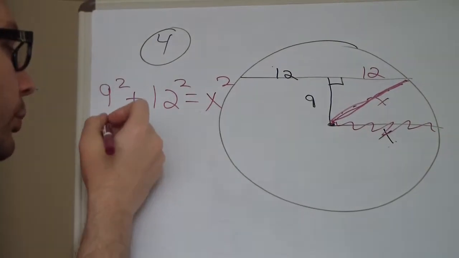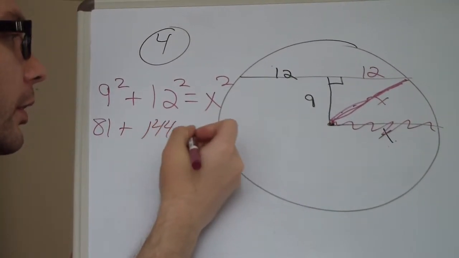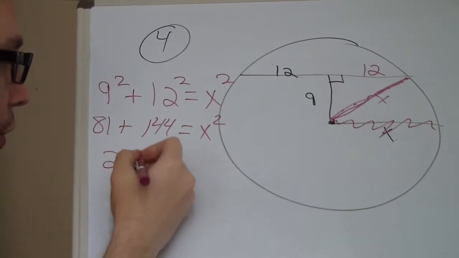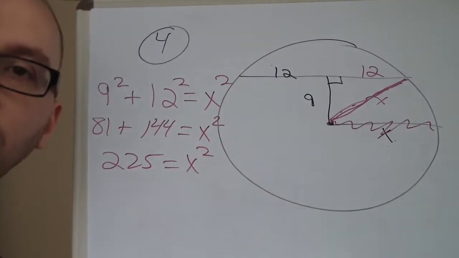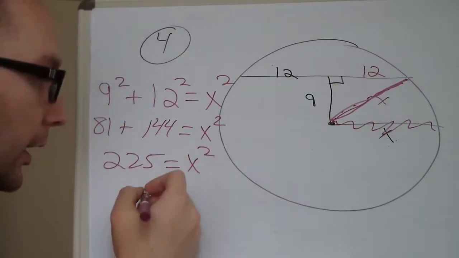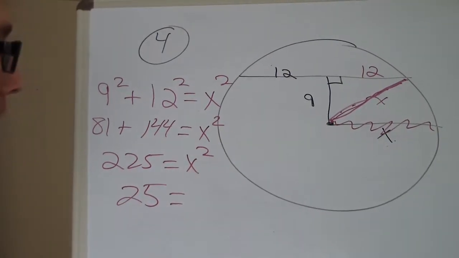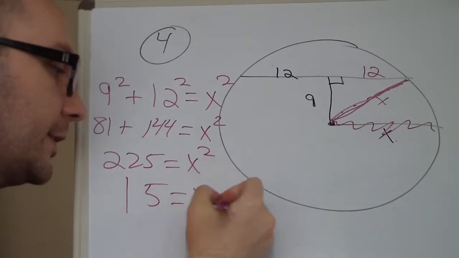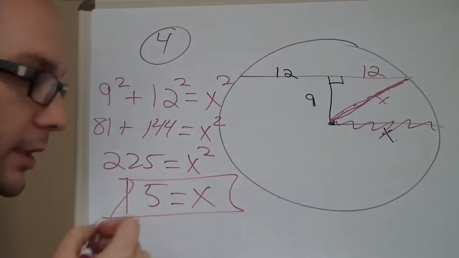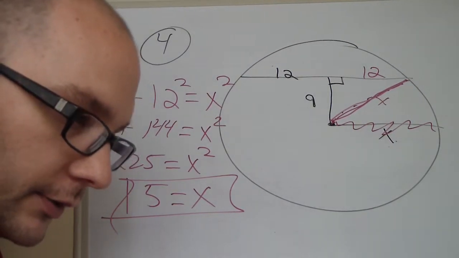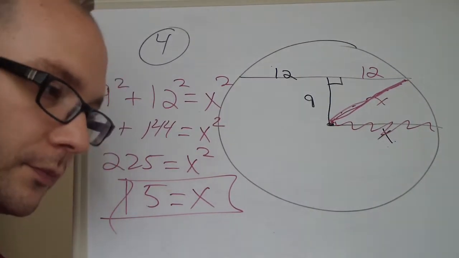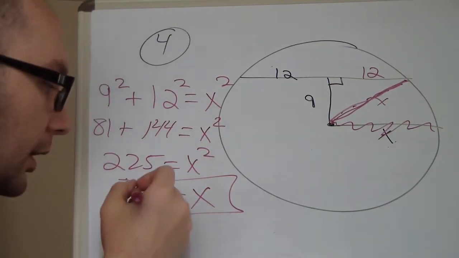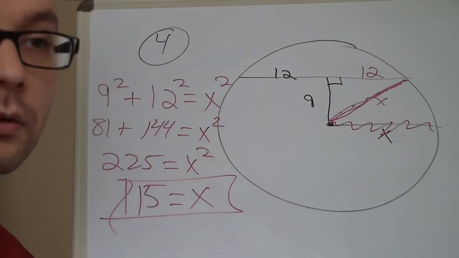So basically we have 81 plus 144 is x squared, and you're going to get, looks like 225 is equal to x squared. Take the square root of both sides. The square root of 225 is 15. So our x is 15, and it asks us to round the answer to the nearest tenth if possible. We didn't even need to round it. The answer here is 15. Okay. All right.